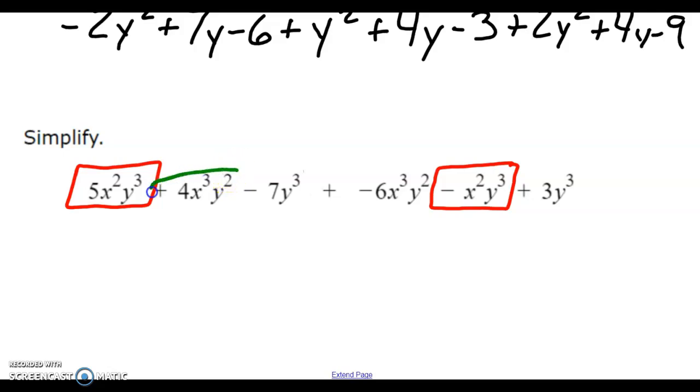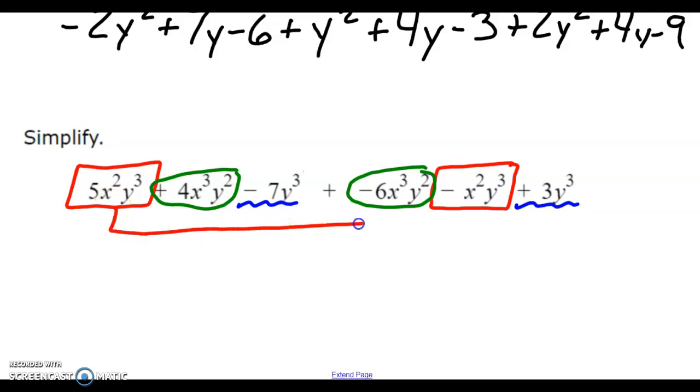Then we have a positive 4x cubed y squared. That's only going to group with the other x cubed y squared terms. And then lastly, the y to the third power, the y cubed, those two are going to combine. So when you actually combine these, you've got 5x squared y cubed and negative x squared y cubed. When it's just subtraction like that, there's no number. There's technically a 1 out front. And really, all that you're doing is 5 minus 1. Number-wise, the only arithmetic you're doing is 5 minus 1, which is 4. And then it's going to keep that variable expression behind it.